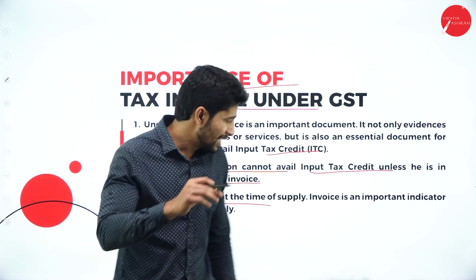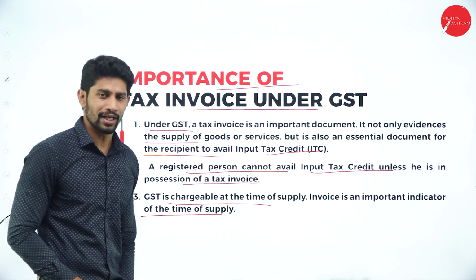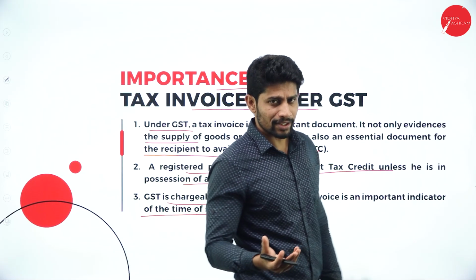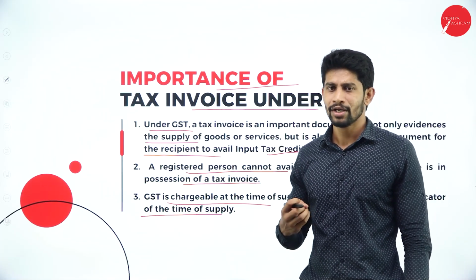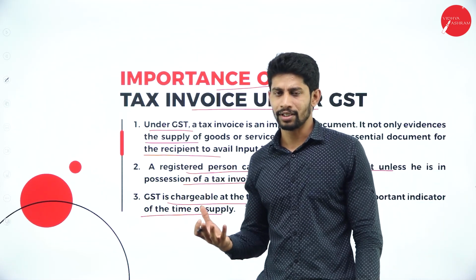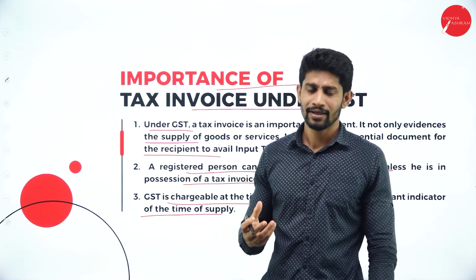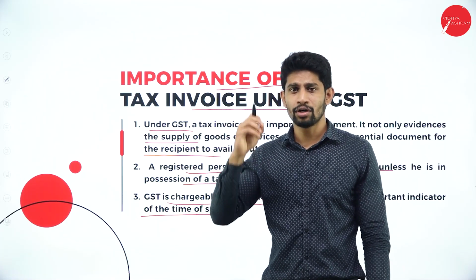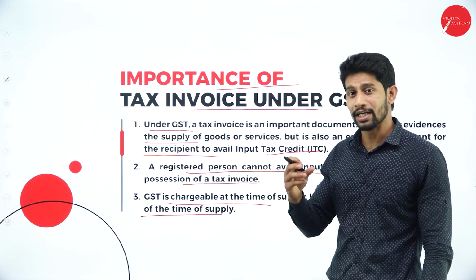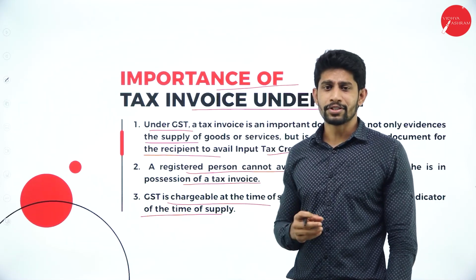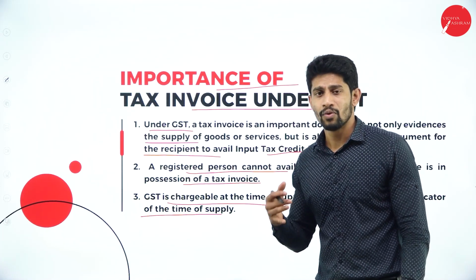So the invoice is an important indicator of the time of supply. To impose tax or to collect the tax, time of supply is most important. Based on the time of supply, we decide when to pay the tax and everything. For that, this tax invoice acts as a base. How? Because the date of payment or date of sale, date of dispatch, the date of generation of the invoice, everything will be mentioned in the tax invoice. So for this many purposes, the tax invoice is very important.